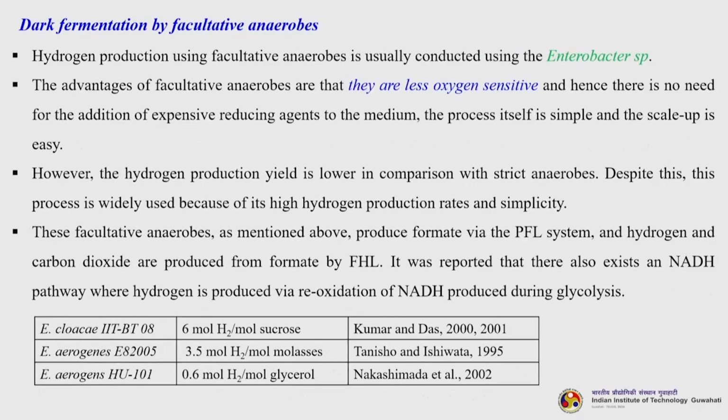So, then dark fermentation by facultative anaerobes. Hydrogen production using facultative anaerobes is usually conducted using the Enterobacter species. The advantages of facultative anaerobes are that they are less oxygen sensitive and hence there is no need for the addition of expensive reducing agents to the medium. The process itself is simple and scale up is easy. However, the hydrogen production yield is lower in comparison with the strict anaerobes. Despite this, this process is widely used because of its high hydrogen production rates and simplicity in operation.